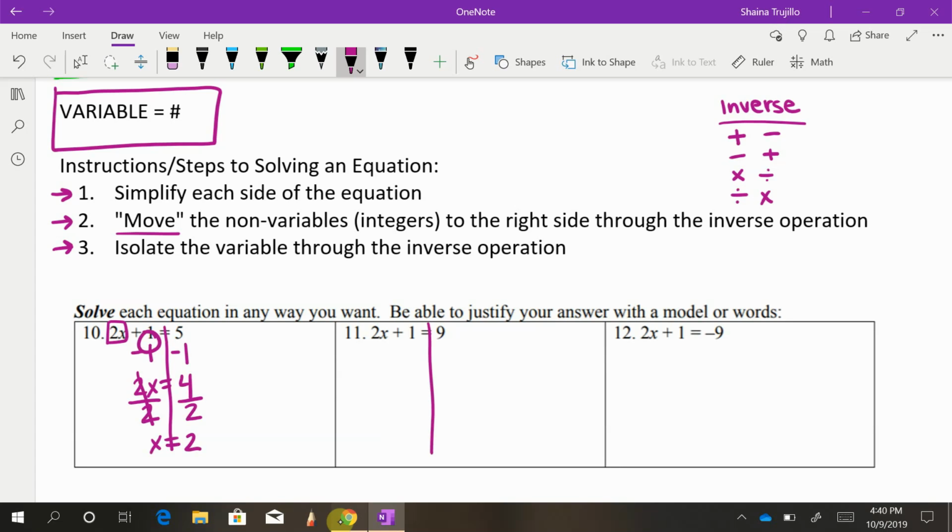Okay, my goal is that I want to make this 2x plus 0, so I have to do the inverse operation. The inverse of positive 1 is negative 1. What I do to one side, I have to do to the other.